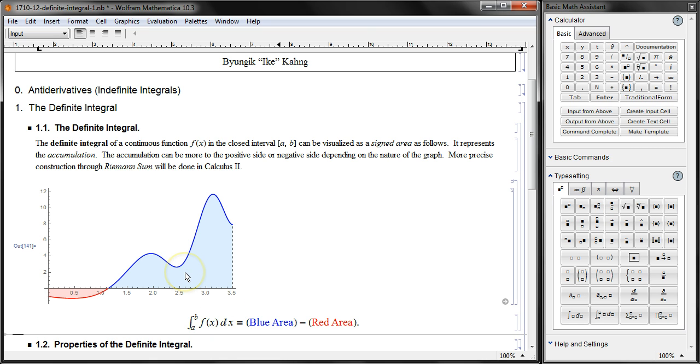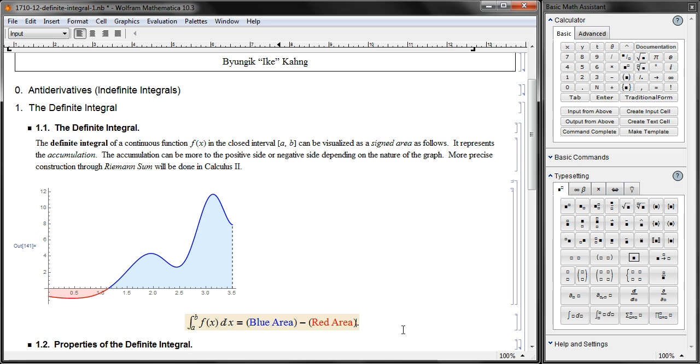When the function value is positive, in other words, the graph is above the x-axis, we're going to put blue, and red represents when the function value is negative. We're going to put a minus sign to the red area and a plus sign for the blue area, and we're going to add them all up. If there are more than one red and more than one blue areas, add them all up. That signed area is called the definite integral.